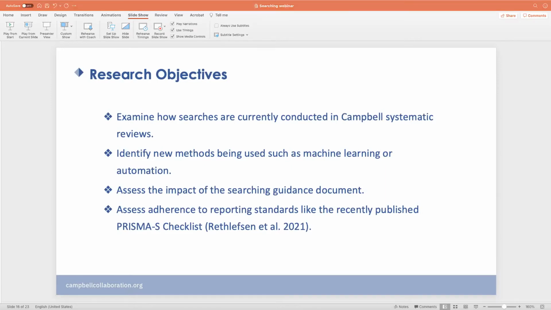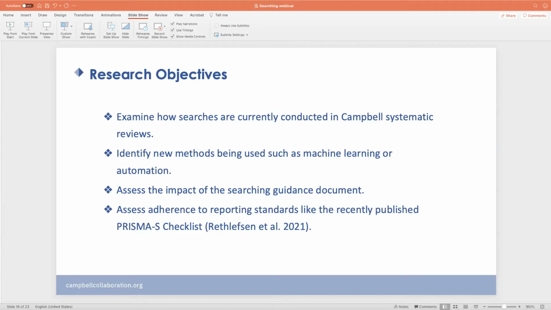So some of our research goals with this project is, we want to firstly examine how searches are currently conducted in Campbell systematic reviews. We also want to identify any potential new methods that are being used in the search process. So for example, are folks using automation or machine learning for term harvesting, or are there other sorts of novel or unconventional methods that might be in use in these reviews?